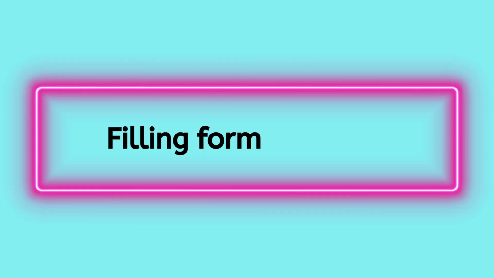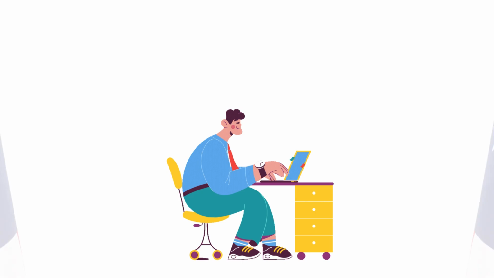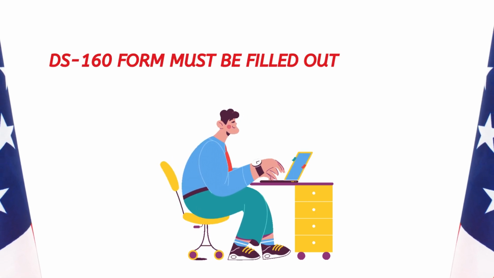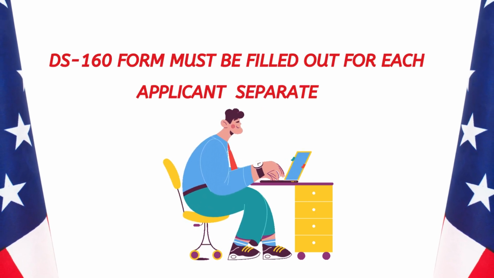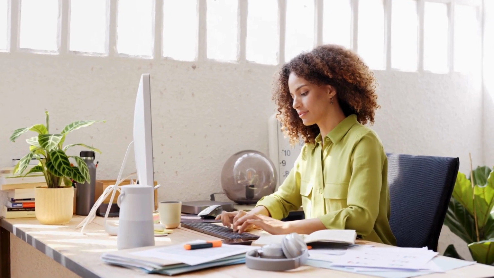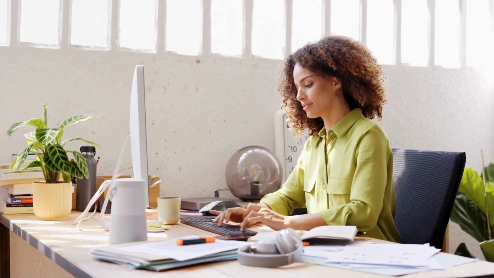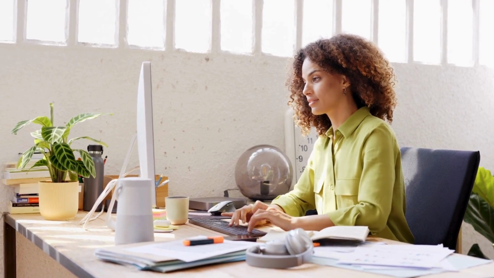Now friends, in both these scenarios, the first step is filling Form DS-160. And please remember, DS-160 has to be filled by each applicant separately, including minors. Now there's also an option to fill out Family DS-160 form.